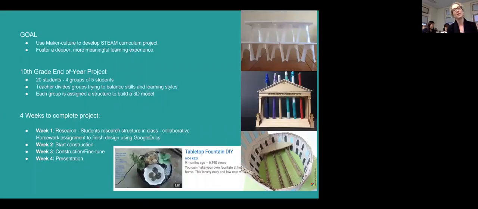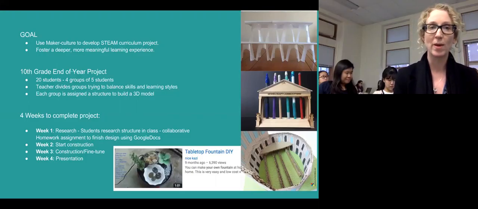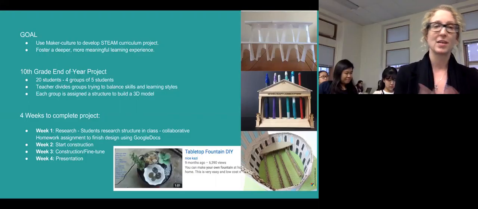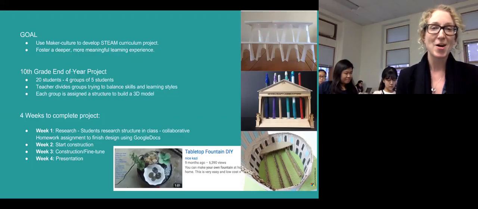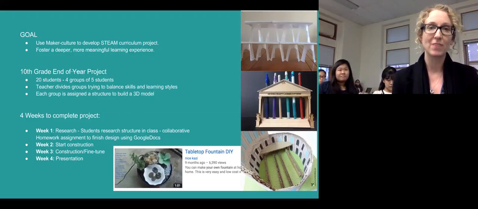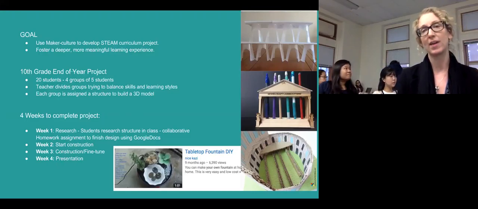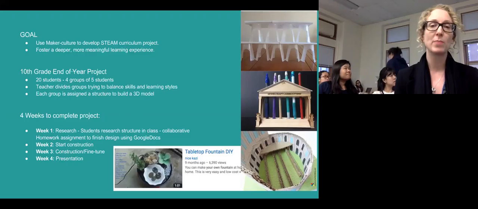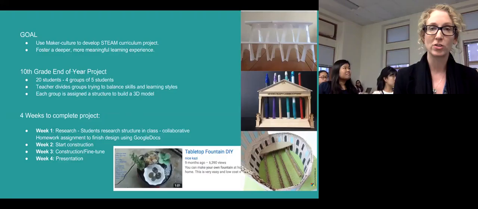So not just keeping it, but trying to innovate and energize the traditional history project of studying ancient Rome by infusing it with technology, engineering, art, mathematics, and science. We have 20 students, four groups of five, and the goal is to divide the students up by skills and learning ability so that they're well balanced, and each group is assigned a particular structure, which my colleagues will discuss afterwards. The project is divided into 4 weeks.